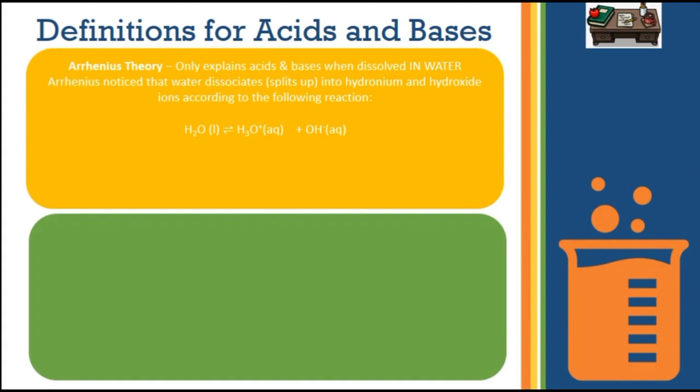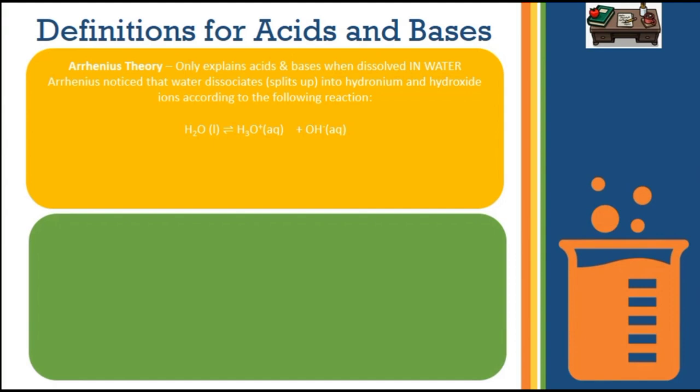Notice there's water and it's in a liquid state. That's why there's an L in brackets there. Then we have reversible reaction signs. All right, so remember the reactant is water. It's in its liquid format and that splits up, or dissociates. We must use the term dissociates into the H3O plus ion, and that's in its aqueous format because it's diluted, and into the hydroxide ion, OH minus, and that's also in its aqueous state as well.